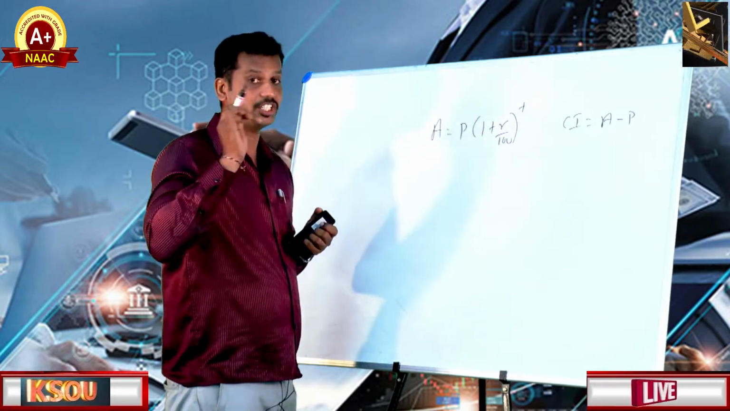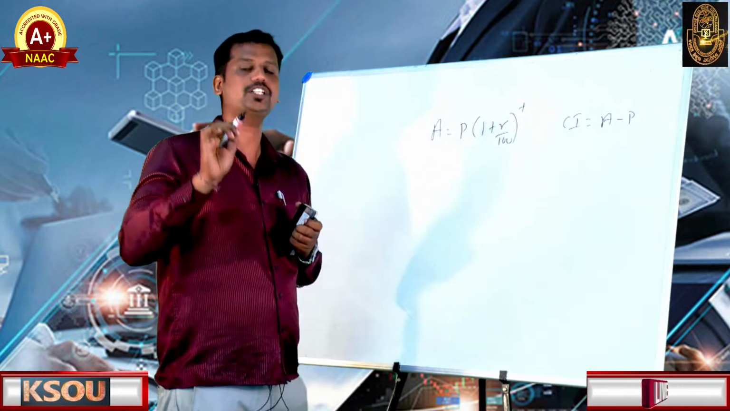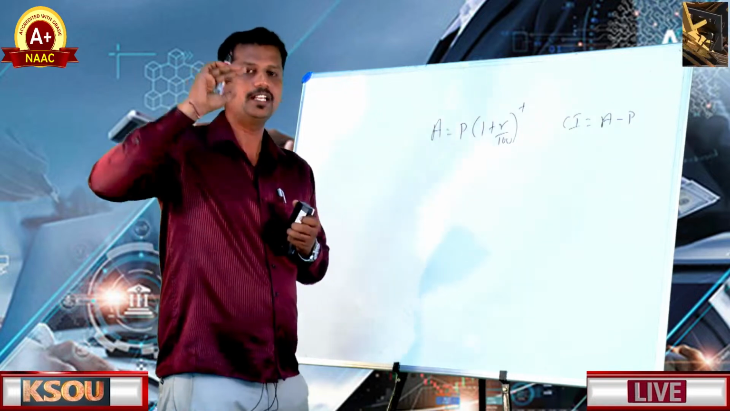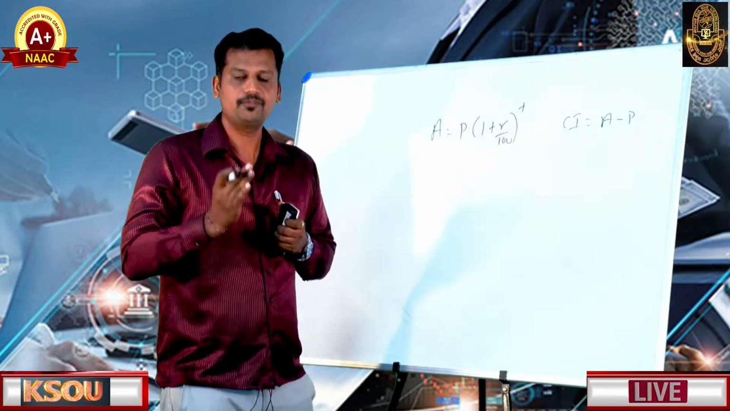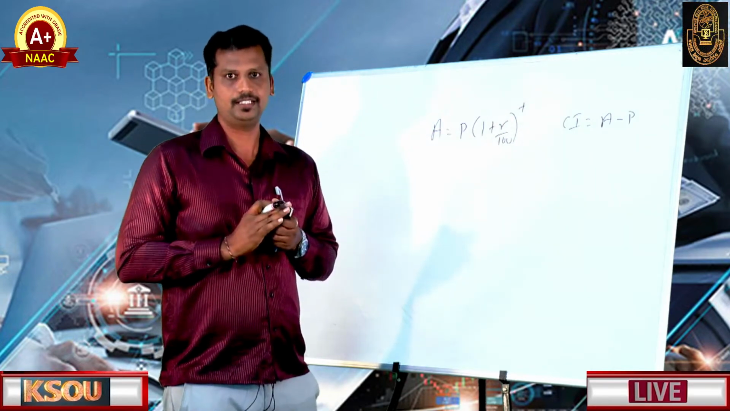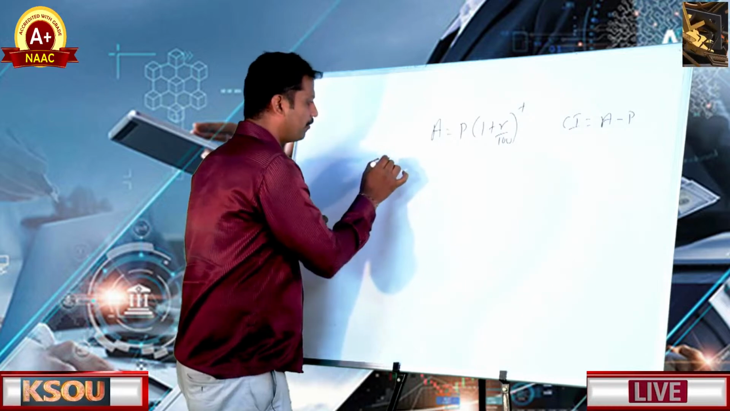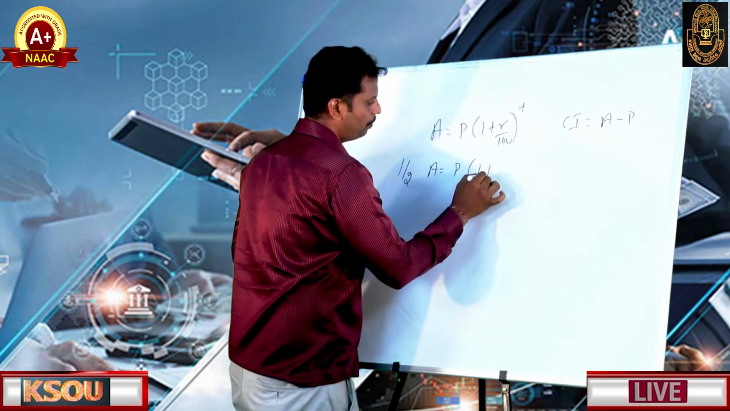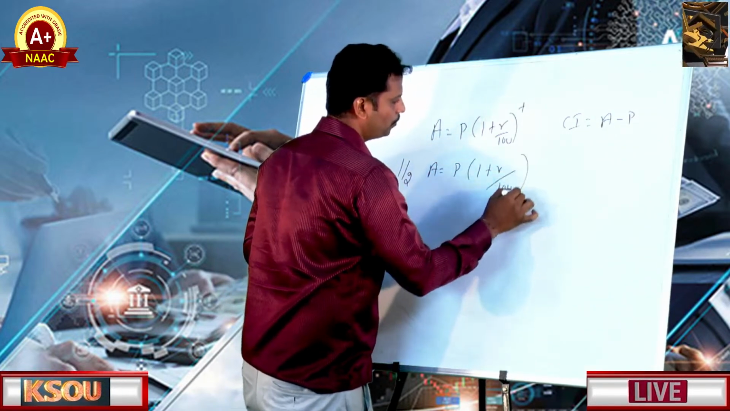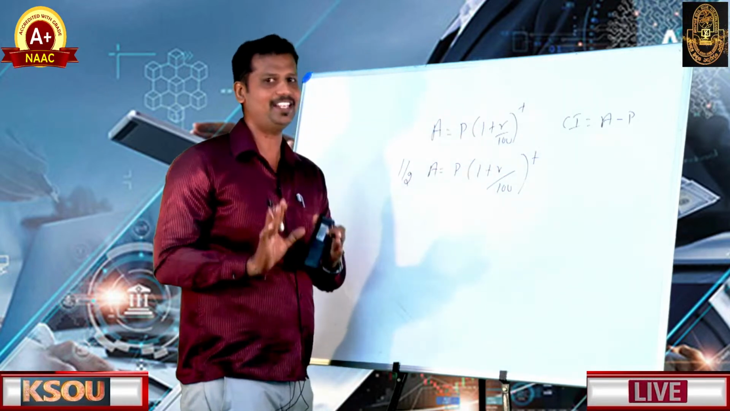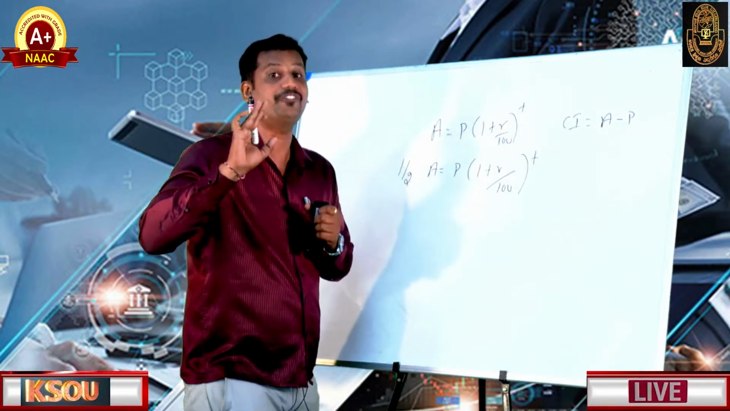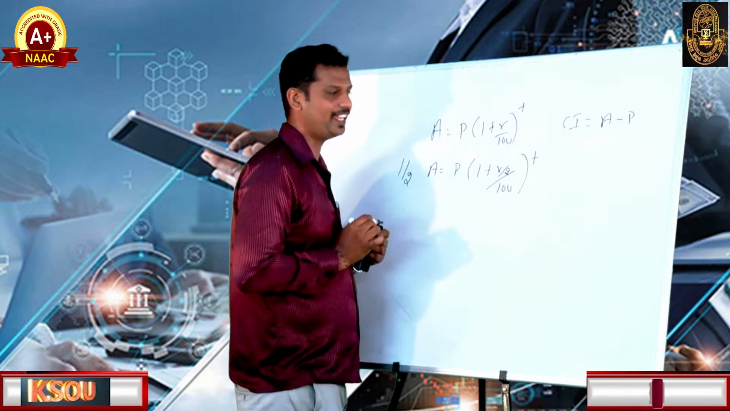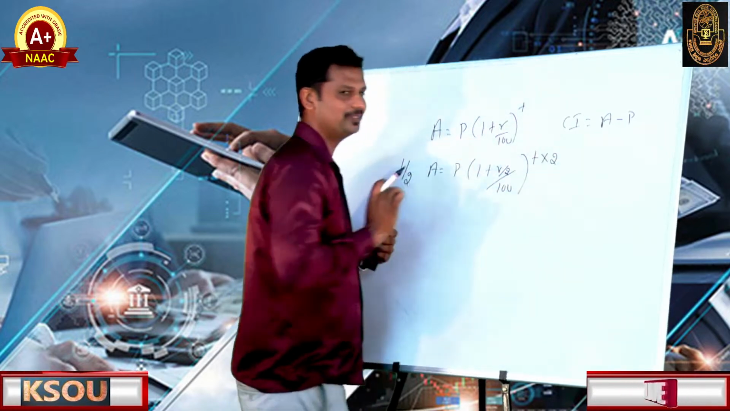Yesterday I showed how to calculate when the compound interest is compounded half yearly. It means the interest for the first half year is added to the principal for the second half year's interest calculation. What is the formula for half years? A equals P into (1 plus R divided by 100) to the power of T is the basic formula. For half yearly compounding, very simply, R is divided by 2 and T is multiplied by 2. This is a very simple logic.